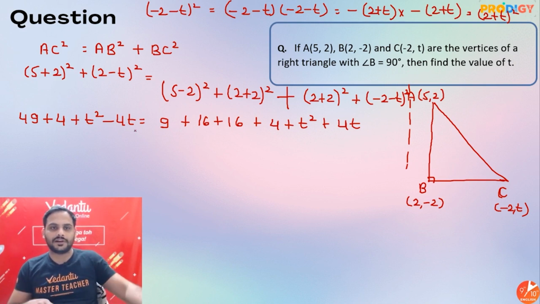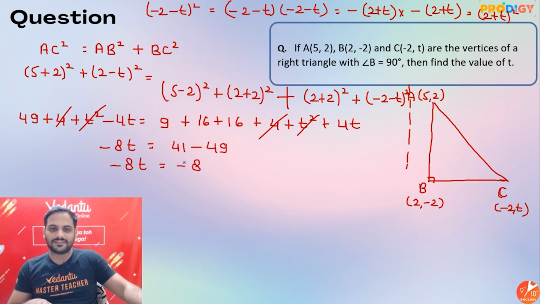A plus B whole square formula I have used. Now guys, understand. T square cancelled. 4 to 4 got cancelled. Shift this 49 over here and plus 4T over there. So you'll get minus 8T. And here 16 plus 16 is 32, plus 9 is 41. So 41 minus 49, you have minus 8T is equal to minus 8. This to this got cancelled. T is equal to 1.